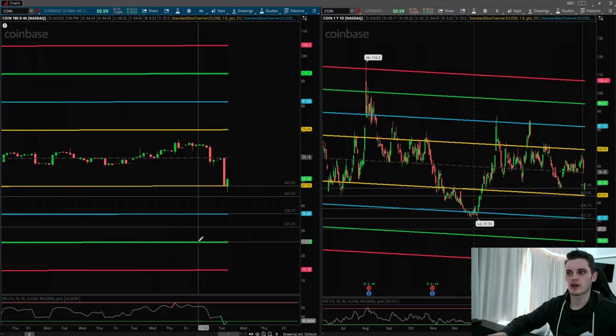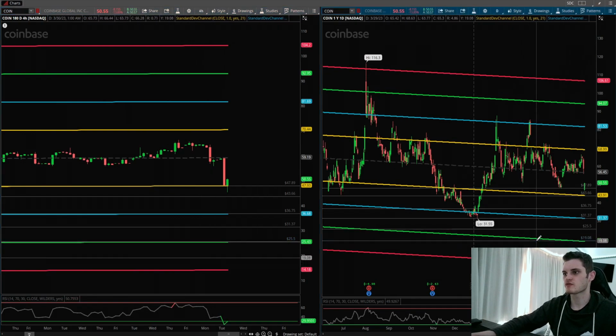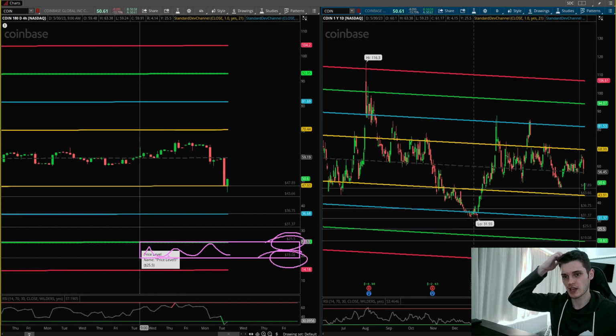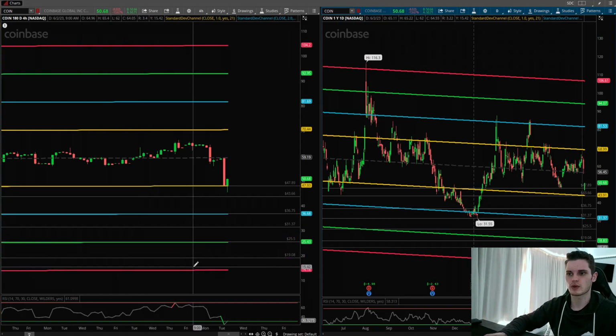Now onto the final set of supports. These will be really key. If we can come down to here, it's probably something I'll even be looking at buying myself, because this is our third deviational range. That's between the $19 and $25 range. So again, quite a big range. I probably wouldn't even use them as a range. Just look at them as individual levels, so the $25 and the $19 separately.